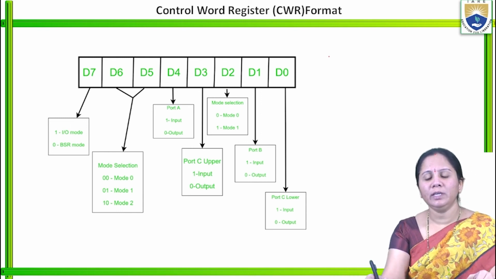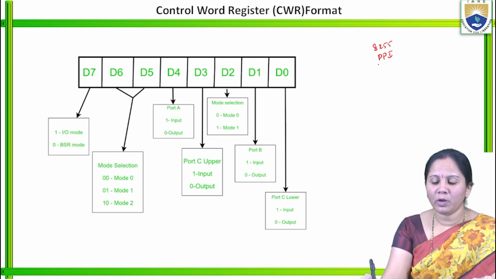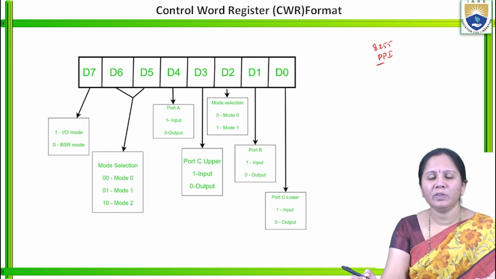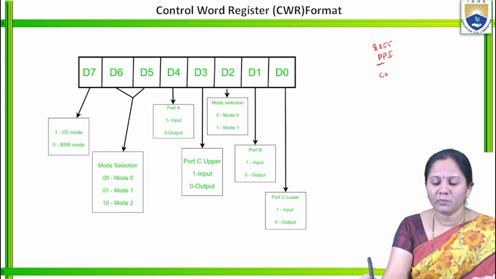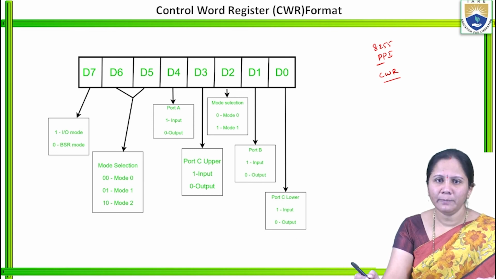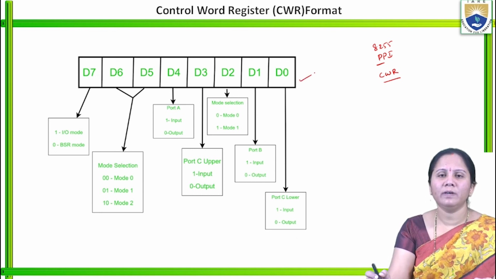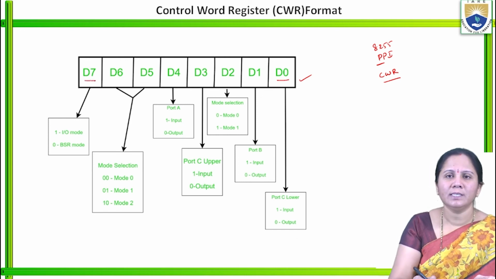Here this 8255 IC is a programmable peripheral interface. So we can program this 8255 IC with the help of given conditions. How can you program it? With the help of one 8-bit register which is called CWR. CWR stands for control word register. It is an 8-bit register, the control word register having 8 bits from D0 to D7.